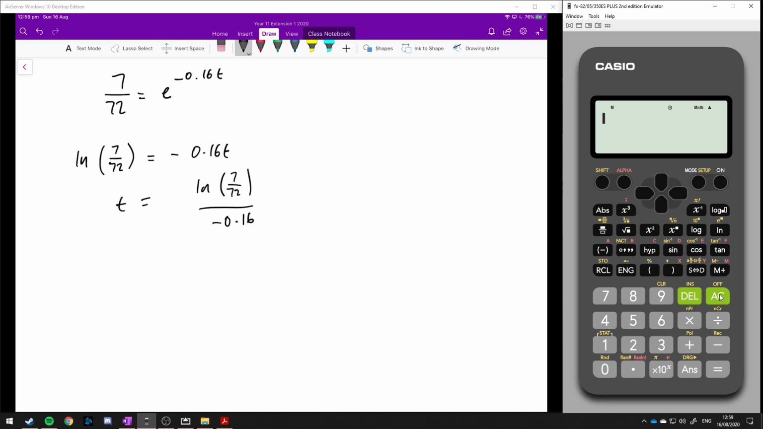Okay, so putting that into our calculator, I want log of 7 on 72 all over, or divided by negative 0.16. And there you go. So at time t is equal to 14.56, or 57, I should say, minutes is when that will happen.